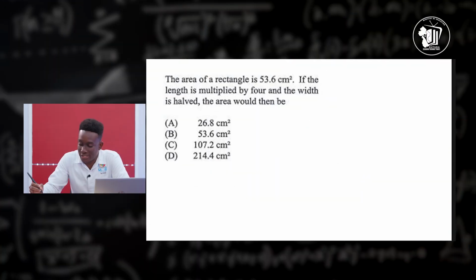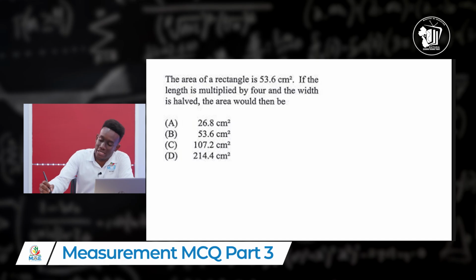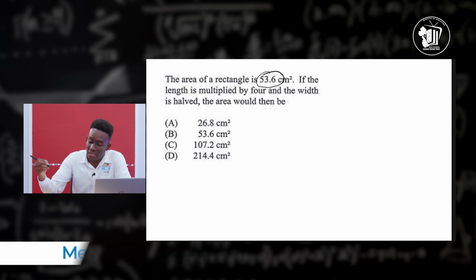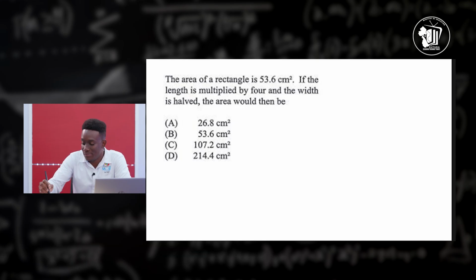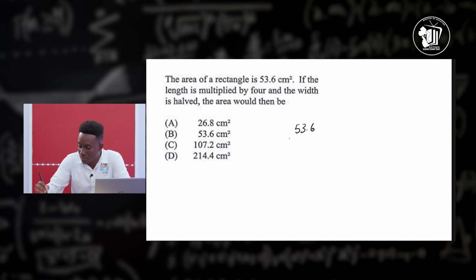The next question says, the area of a rectangle is 53.6 cm squared. If the length is multiplied by 4 and the width is halved, then the area would be. Given that everything was multiplied to get this answer, whatever we do to the length and whatever we do to the width, we can do the same thing to the answer and it will affect the answer the same. It says the length was multiplied by 4, so we can multiply the answer by 4. 6 times 4 would be 24.